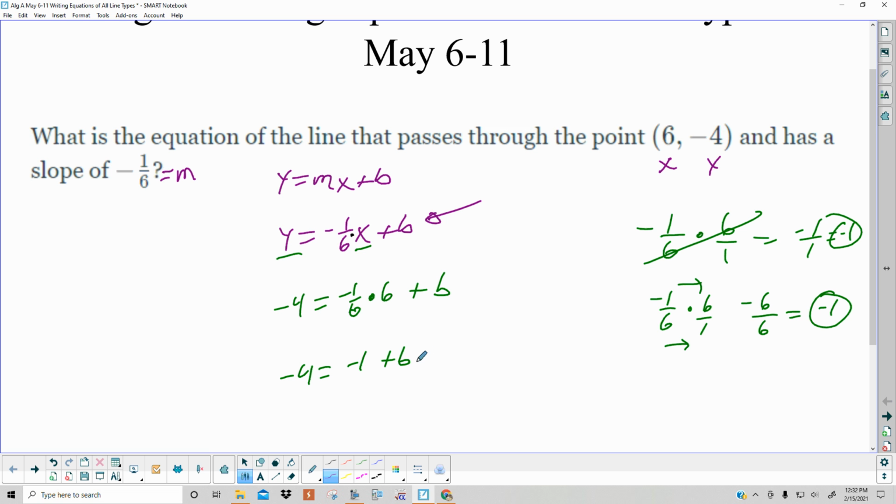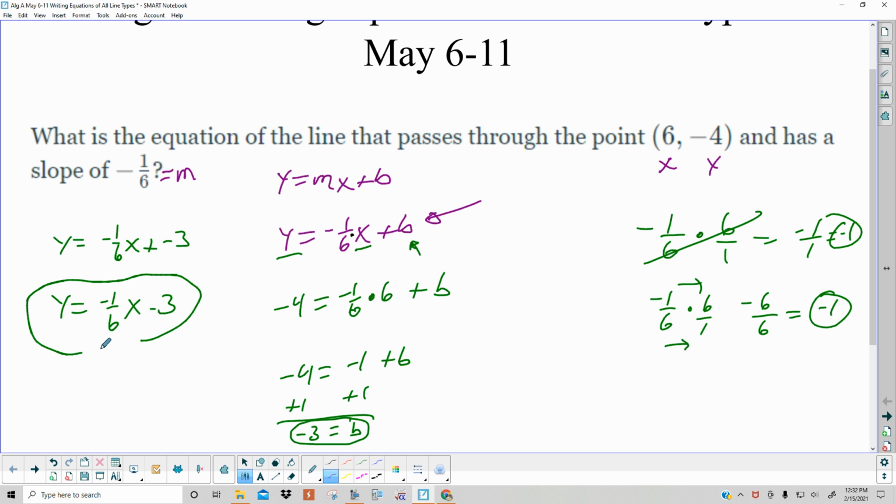Now you need to solve for b. In order to do that, this has to go away, and we've been practicing this a lot. So you're going to add 1 to both sides. -4 plus 1 is -3, which is equal to b. Now that's not your final answer. That's what b is worth. So you have to come back and fill in b. So you've got y is equal to -1/6 x plus -3, or even better, y is equal to -1/6 x minus 3. And that would be your answer.